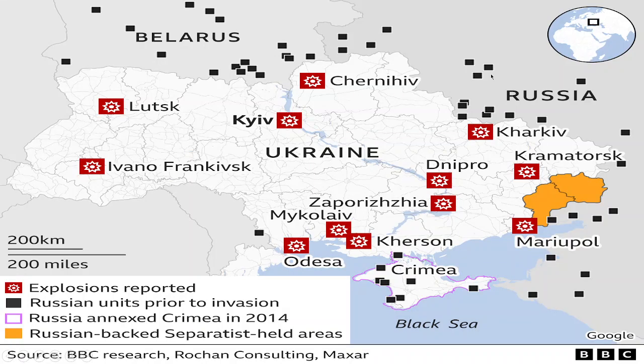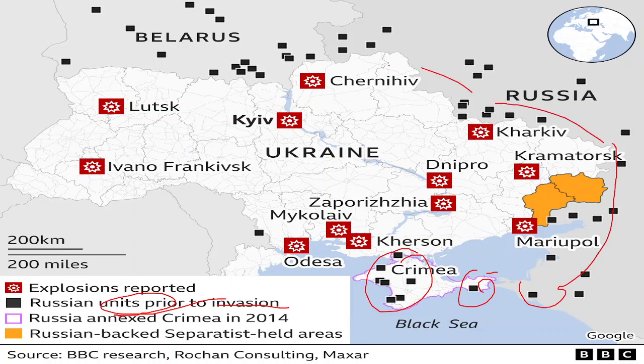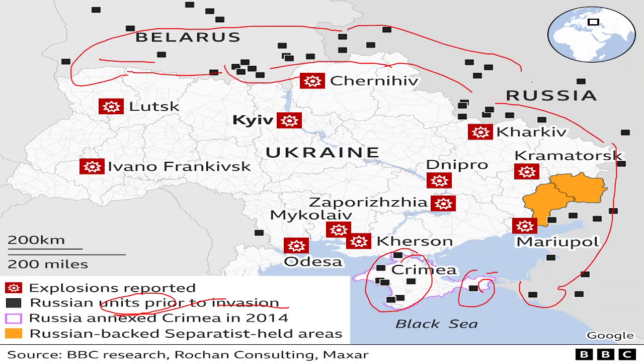This is the Russian invasion, and on the map you can see the Russian armies. Let's have the Russian units prior to the invasion. Russia stationed their army here, here, all around, from three sides. Then they started to attack from here as well. So from all around they are attacking the Ukraine.